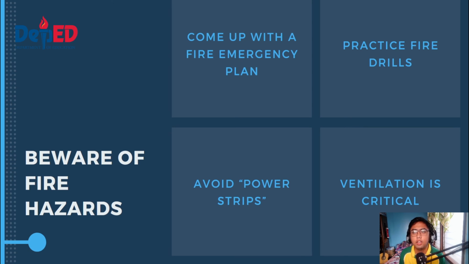Ventilation is critical. Very important, because the majority of deaths in fire are not burn victims. They suffocate first because of carbon monoxide. So it is very important to have proper ventilation. How will you do this? Very ironic, because fire needs oxygen. Let's say windows. As much as possible, you open your windows so that air could circulate and the smoke could come out of that enclosed location.